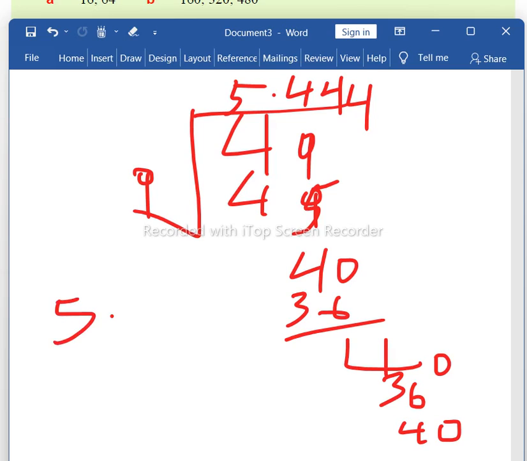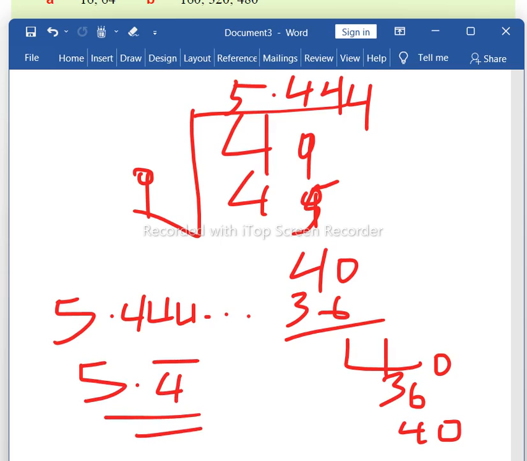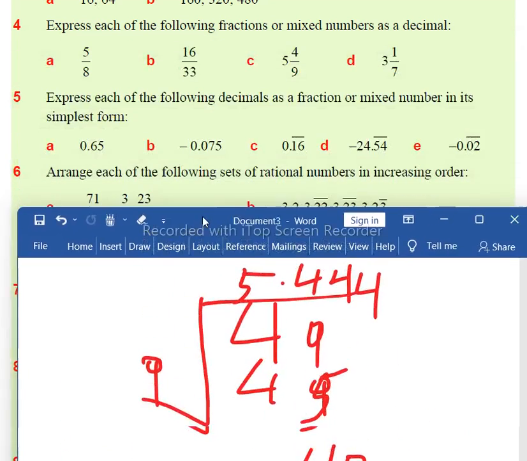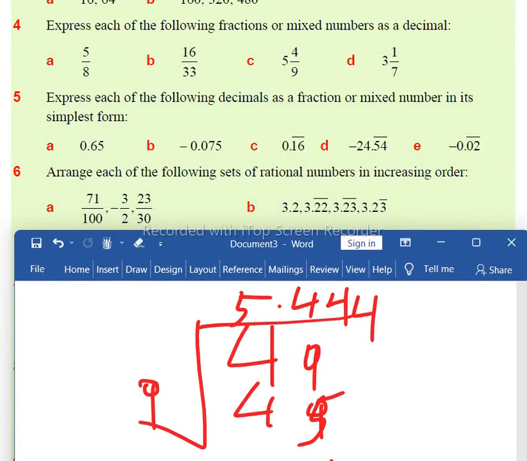So this is a non-terminating decimal. If we continue like this, we can write it like this or with bar notation, we can write this number like this. So this is all about question number 4. And now we move to question number 5.